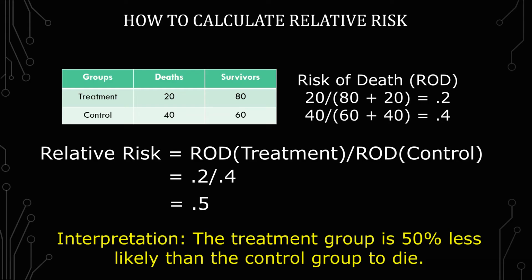If you were to have something like 0.2, you would say the treatment group is 80% less likely than the control group to die. There is some additional math involved. You do have to subtract it from 1 when it is less likely.